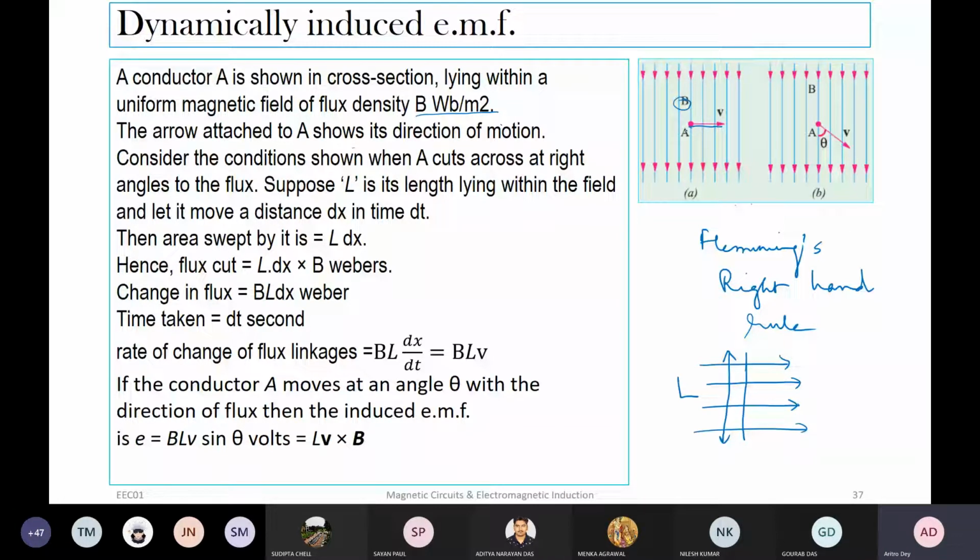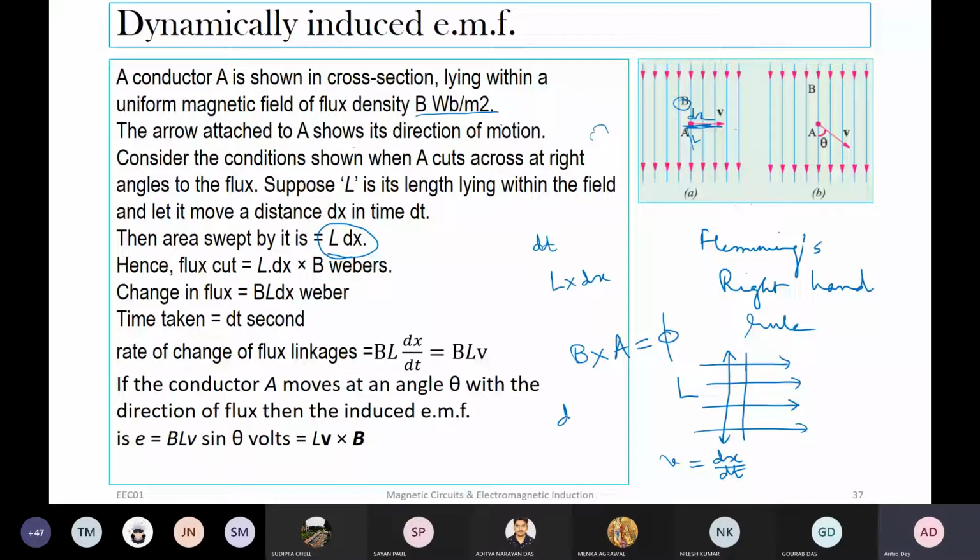Then what is the area swept by it for this V? In time dt, the area swept is L into dx, because we can write V as dx/dt, that is your velocity. So for time dt, the area swept is L into dx. This is your dx, and if you look from the side, the side view is like this. This is your L. So L into dx is the area swept in time dt, and then B into that area will give you φ, right? So now dφ/dt is equal to what?